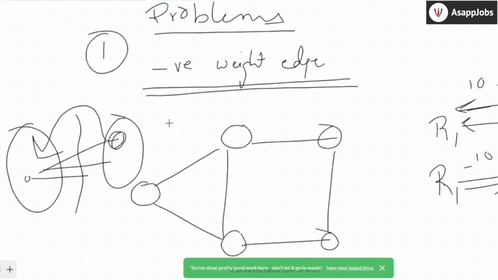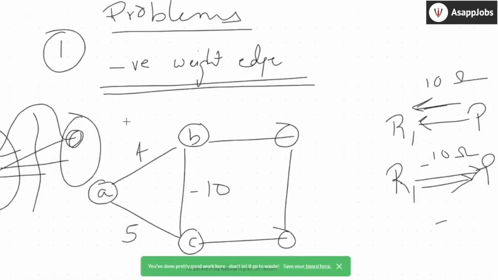If this happens, and now assume, let's say, the weight here was 4, this was 5, and this was minus 10. Okay. Now I know if I want to go from A to B, I can go with a weight of 4, or I can go from A to C, then from C to B. If I go from A to B via C, my cost is 5 minus 10, which is minus 5. But if I go directly, it's 4.